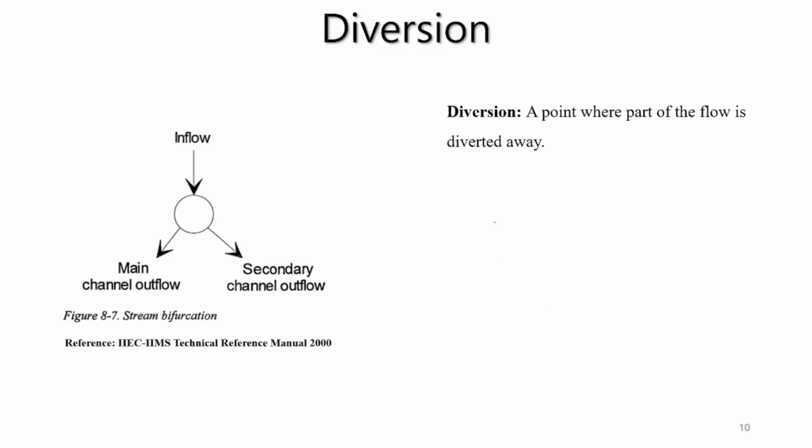And then we have diversion. This is the opposite of junction. Instead of coming to this one point and becoming one, it's a point where part of the flow is diverted away. So instead of this, now we have a point where the inflow gets split into two outflows: the main channel outflow and the secondary channel outflow.